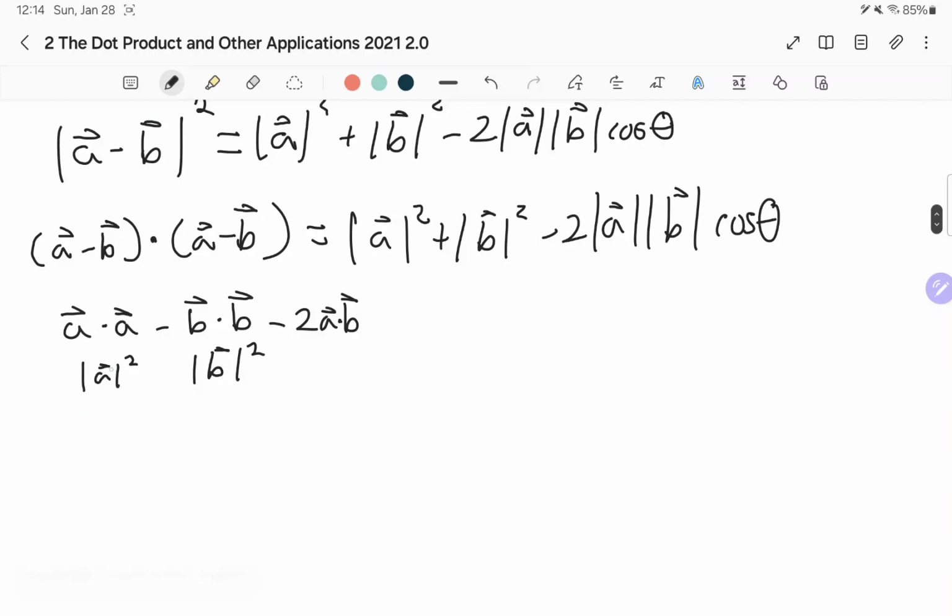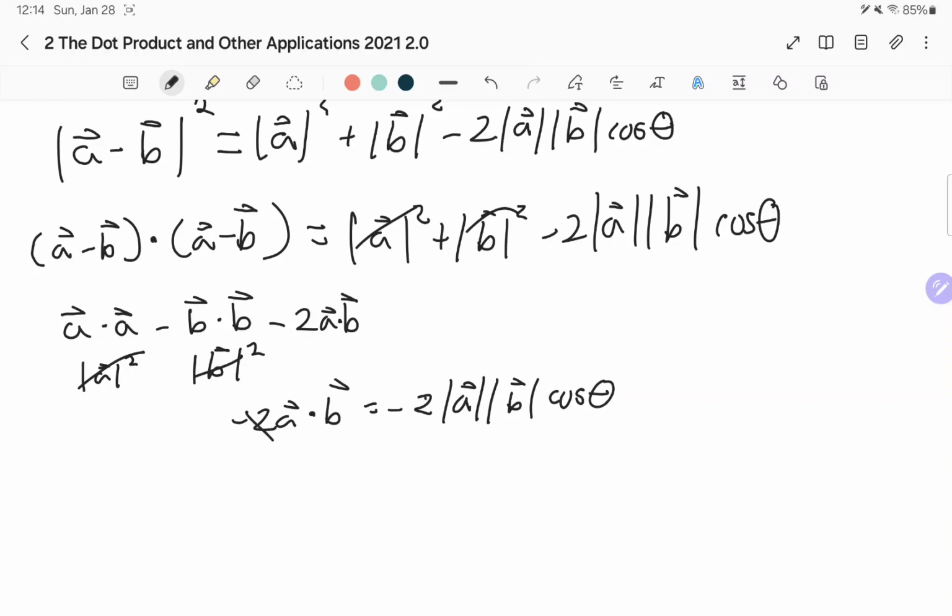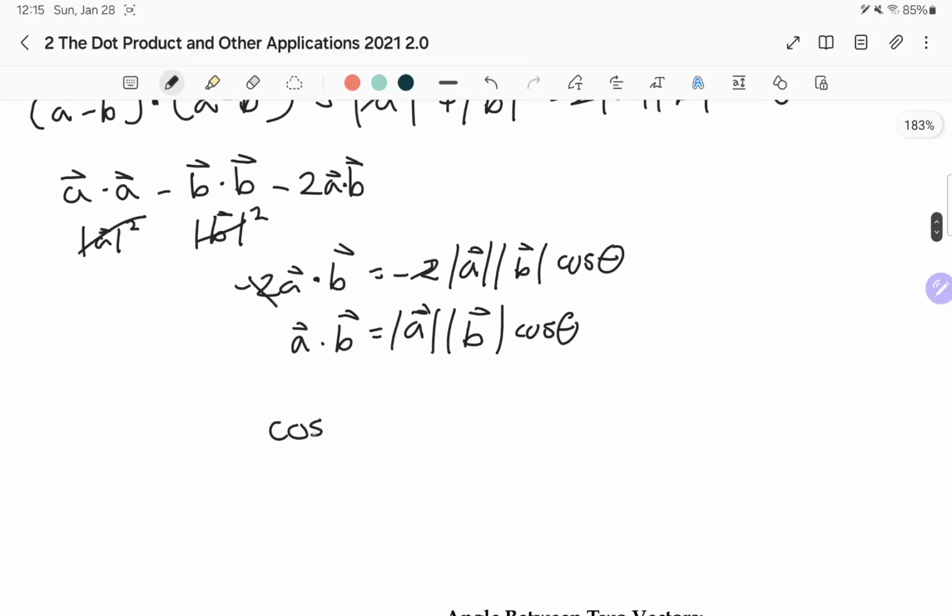And notice how with this, we're actually going to be able to cancel out these on both sides. So what we end up with is negative 2A dot product B is equal to negative 2 magnitude A magnitude B cosine theta. And we can just cancel these negative 2's, right? So A dot product B is equal to magnitude of A, which is a number, times the magnitude of B, which is another number, times cosine theta. So the angle between two vectors is given by the dot product divided by their magnitudes multiplied together.